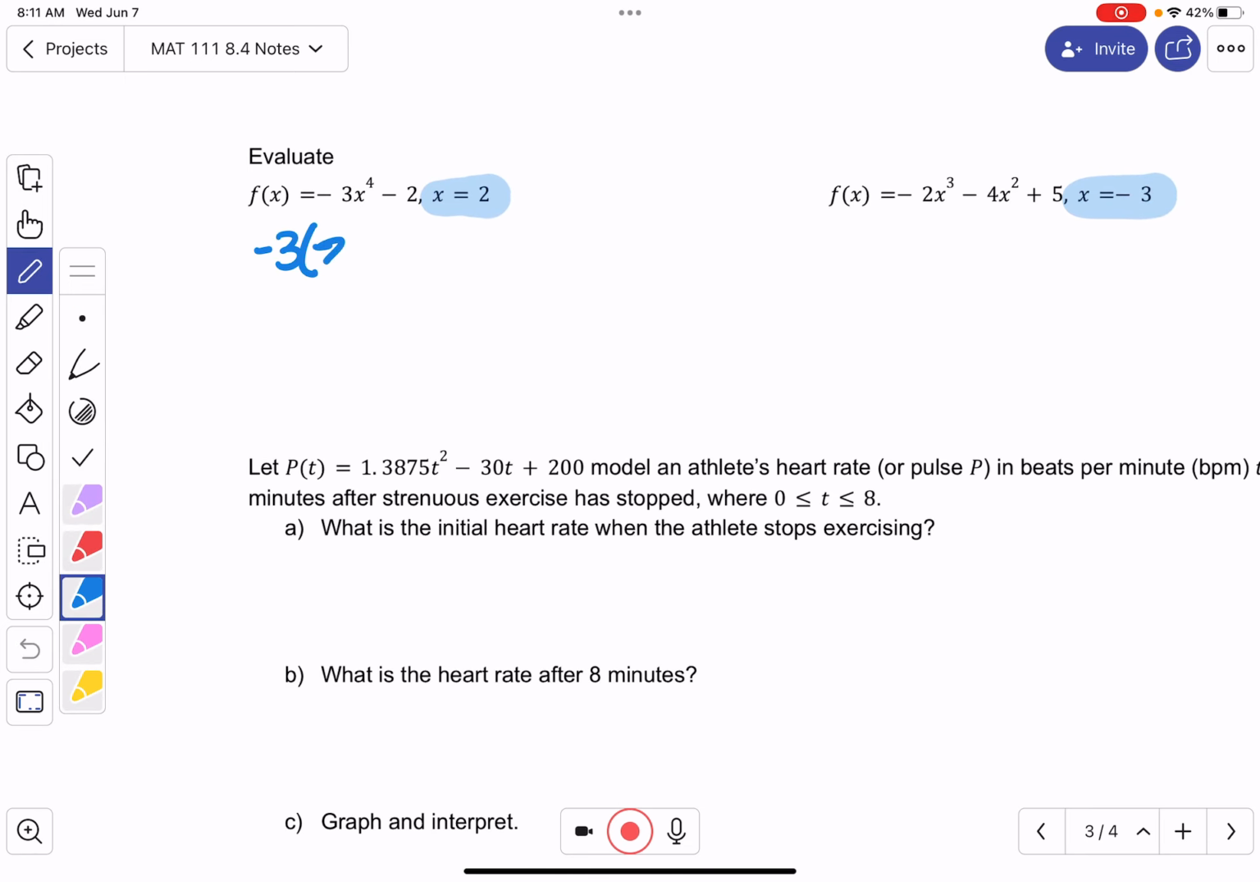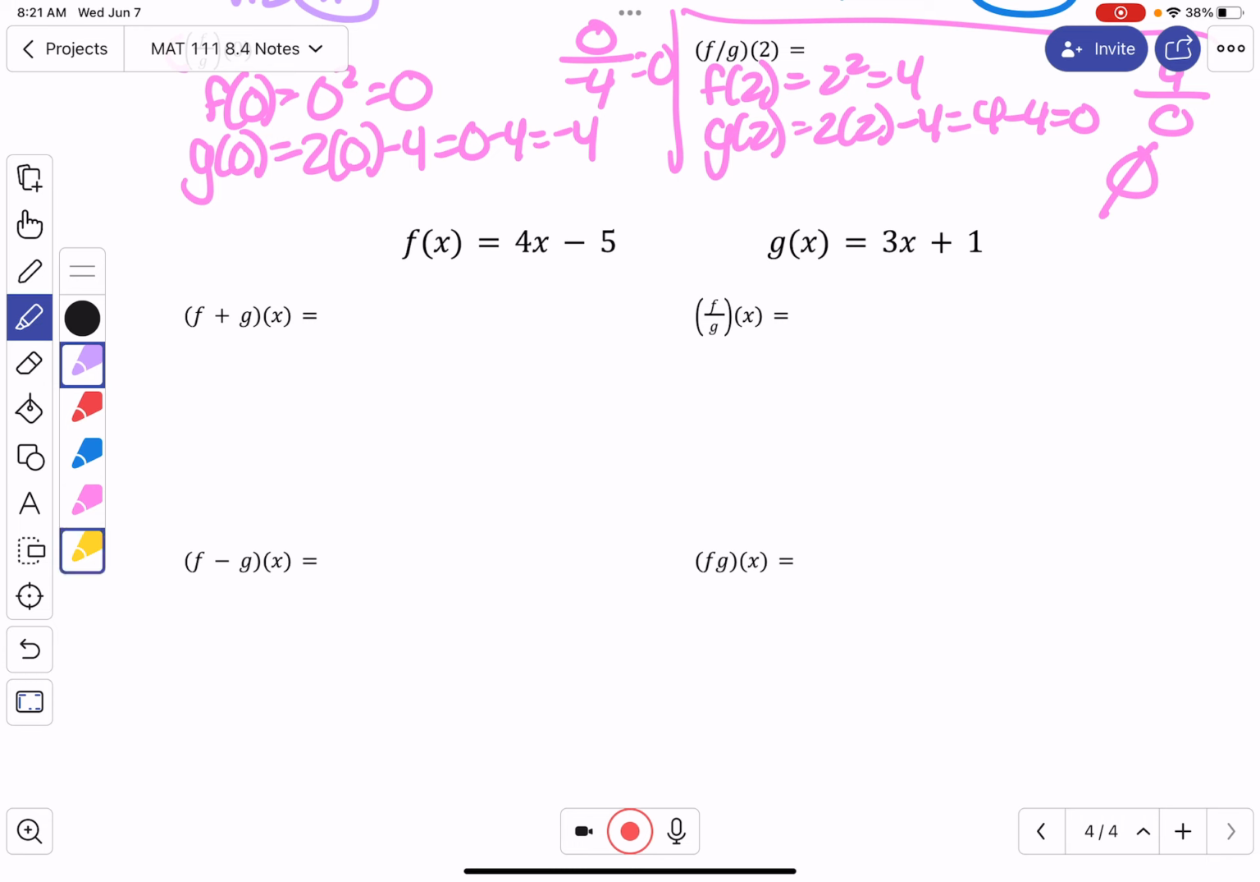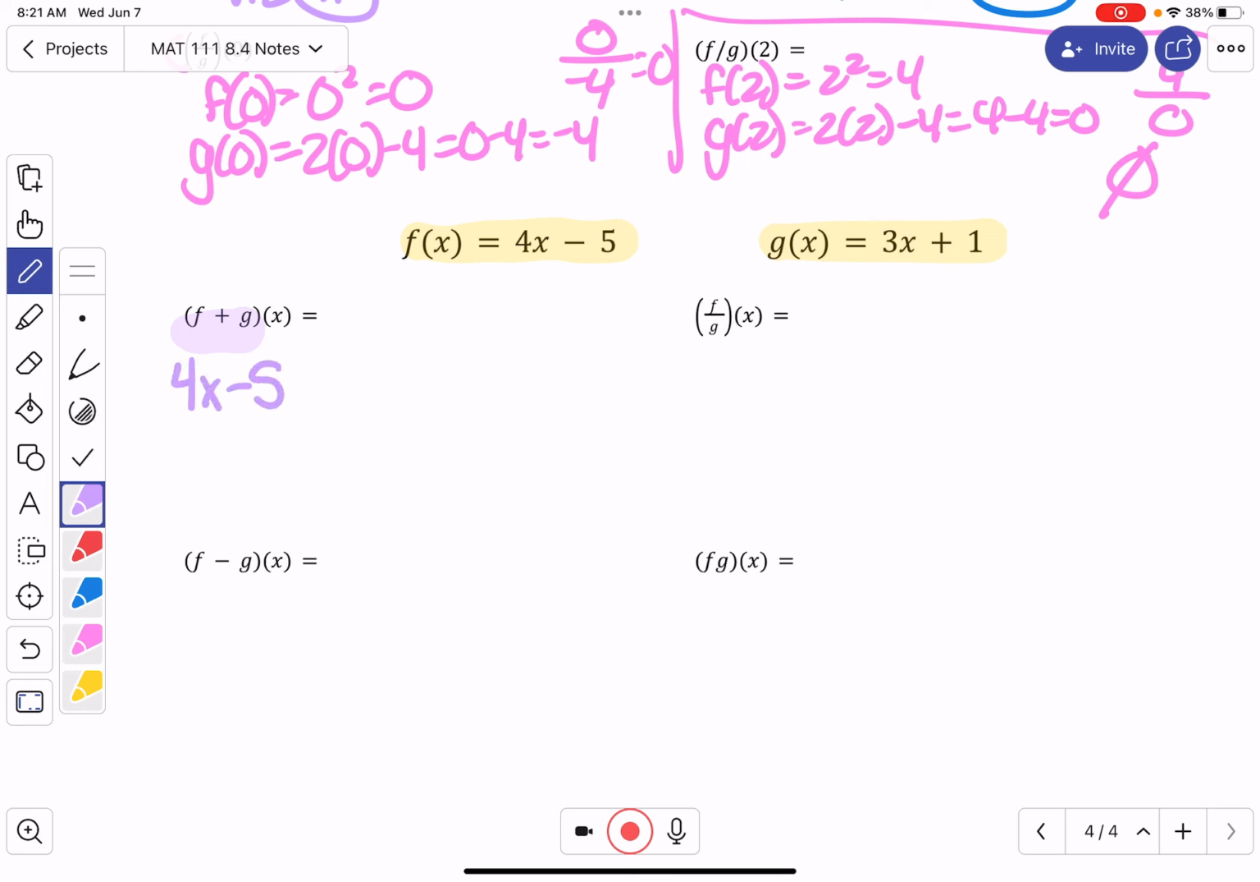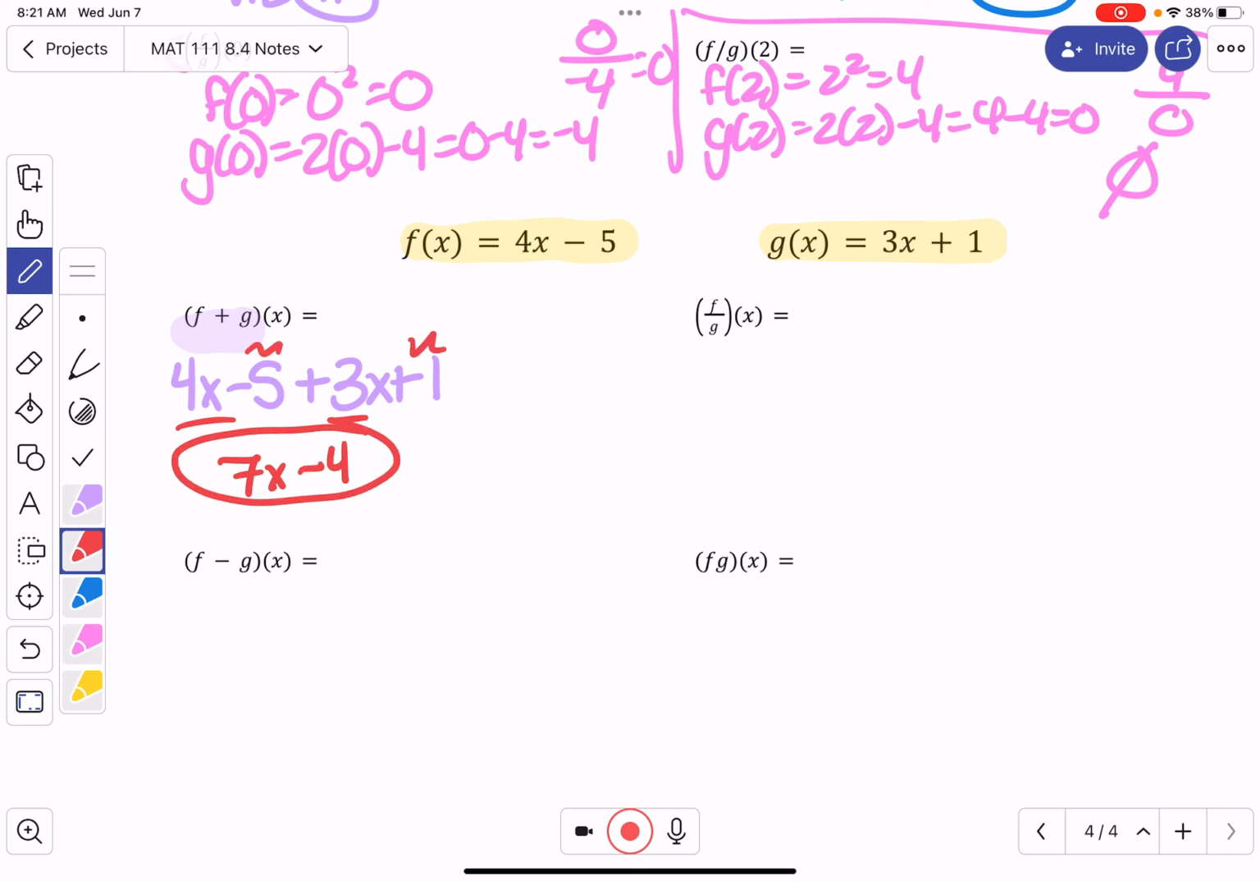If you don't have a number, like all of these just have x, we're going to take the equations as is and combine them. So this first one, f of x plus g of x, I'm literally going to write f of x. I'm going to write g of x, and then I'm going to add them together, which is combining like terms. So 4x plus 3x is 7x. -5 plus 1 is -4. And that's as simplified as I can get it, because nothing else reduces or cancels or combines.